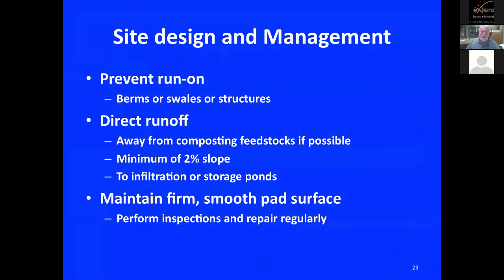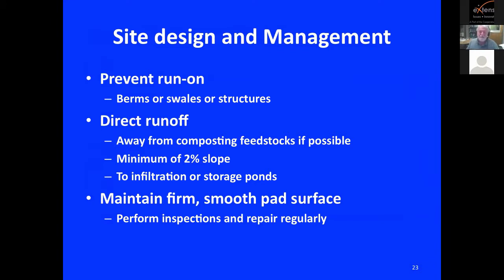So our site design and management is to prevent runoff. We use that with berms, swales, diversions, some sort of structure. We want to direct the runoff away from composting feedstocks. We want to have a minimum of 2% slope because it takes that much to really make water run on a hard surface in a way that can be directed. Little tiny imperfections in a paved surface can redirect water on less than 2% of a slope. We want to direct runoff to infiltration ponds or storage ponds so that that water goes into the soil and we don't have to manage it as surface water.